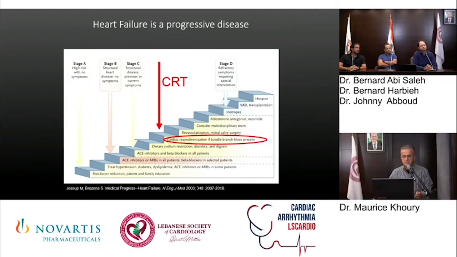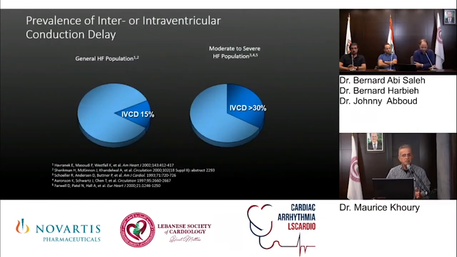Why does cardiac resynchronization therapy play a role in this? Because we have to remember one thing, the prevalence of the inter and intraventricular conduction delay in the heart failure population. In the general heart failure population, intraventricular conduction delay is around 15%, but as you move to moderate and severe, it goes above 30%. So a big chunk of this population have a bundle branch block.